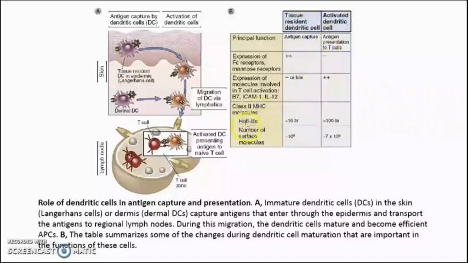Class 2 MHC molecule half-life is about 10 hours in tissue-resident dendritic cells and more than 100 hours in activated dendritic cells. The number of surface molecules is about 6 x 10^5 molecules in tissue-resident cells, and in the activated dendritic cell it is about 7 x 10^6 molecules.